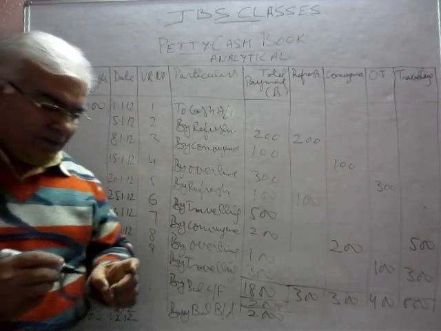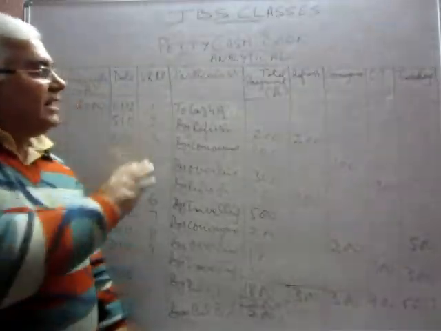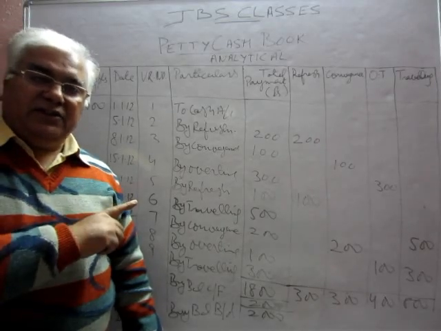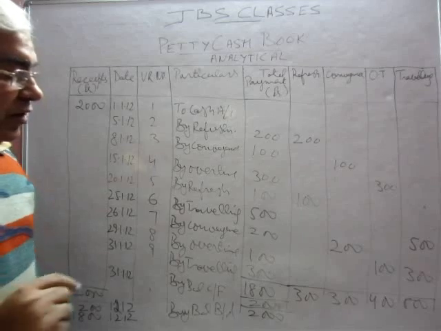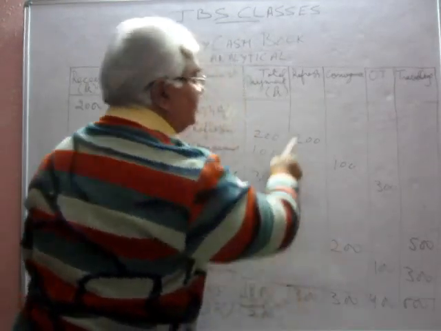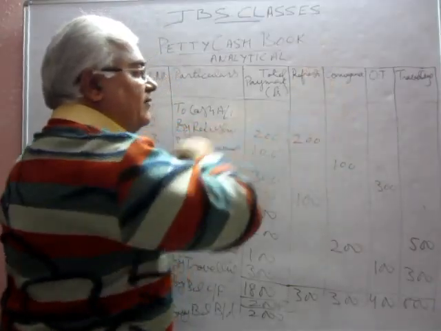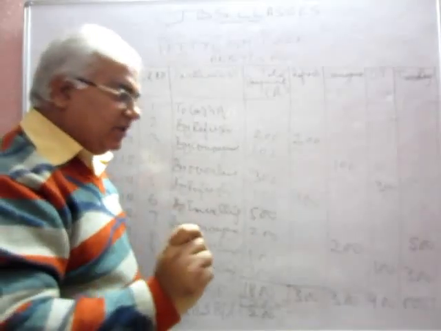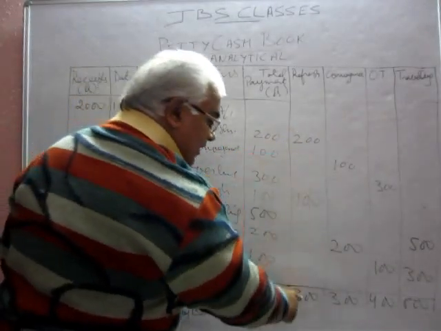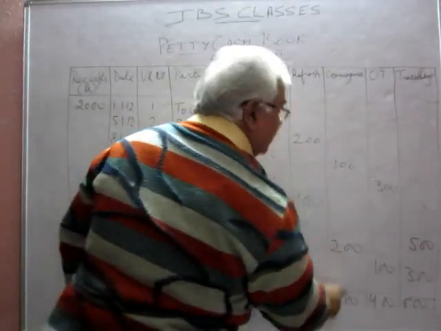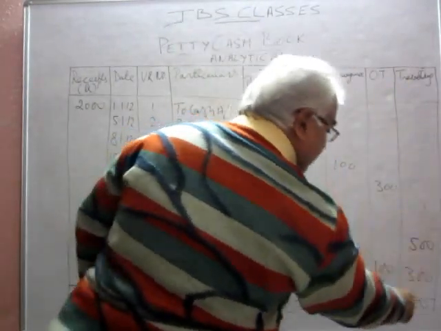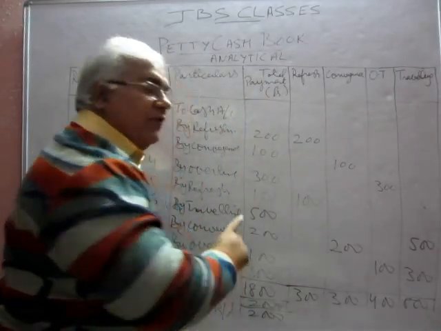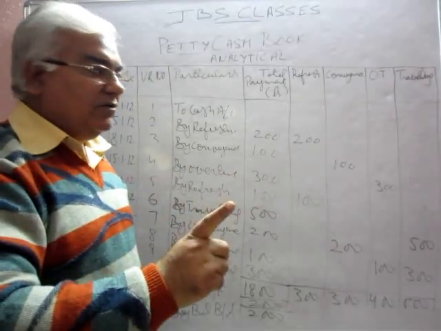Now there are two things. Whether you want to make this petty cash book a part of the journal or not. If you want to make it a part of the journal, then what you have to do? You have to post these accounts, that is refreshment, conveyance, overtime and traveling, from petty cash book to the ledger. That means in the ledger, refreshment account will be debited by 300, conveyance by 300, OT by 400, traveling by 800. And this 1800, which is the total payment made, will be credited to petty cash account.